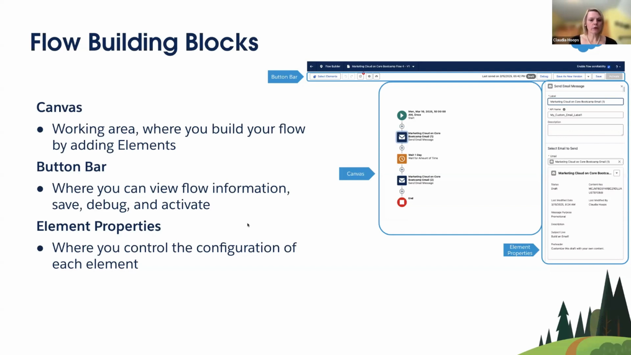Then you also have your element properties on the far right, where you control the configuration of each element. In this instance, it's an email open here where you can see your label and you're choosing your email, and there are further steps I can show in the demo as well.